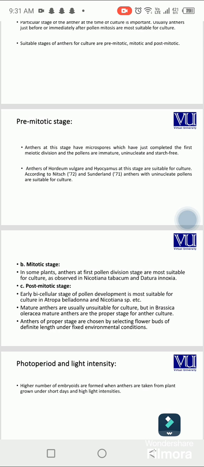Anthers of Hordeum vulgare and Hyoscyamus at this stage are suitable for culture. According to Nitsch 72 and Sunderland 71, anthers with uninucleate pollens are suitable for culture.